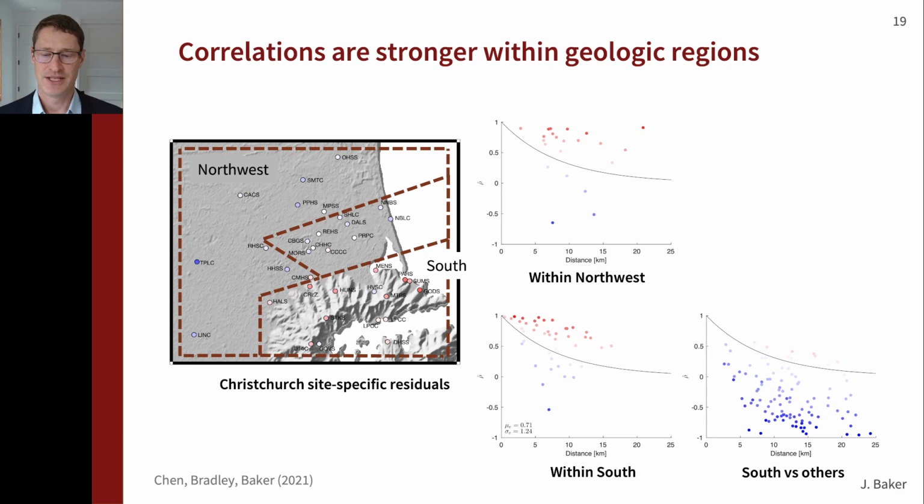And then finally, if we take pairs of stations where one station is in the south region and the other station is not in the south region, and plot those correlations, that's shown in the bottom right, and those pairs of stations tend to have much smaller correlations than predicted by a stationary model.